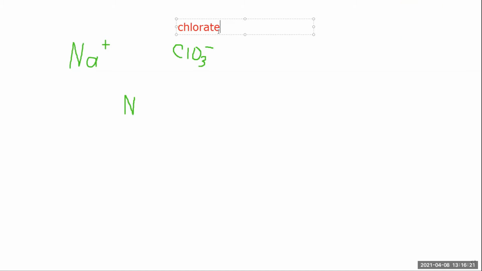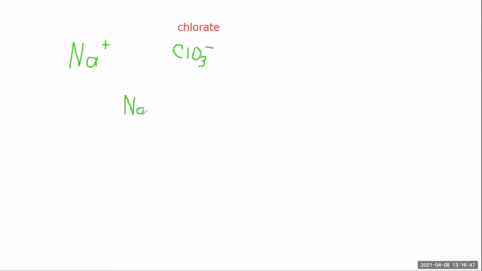Periodic electronegativity. So you want to look at common polyatomic ions. I'm trying to find... oh, here it is. I got it. Chlorine. ClO3-. Now, we know that sodium is +1. We know that chlorate is -1. How many of each do I need? Sodium is +1. Chlorate is -1.